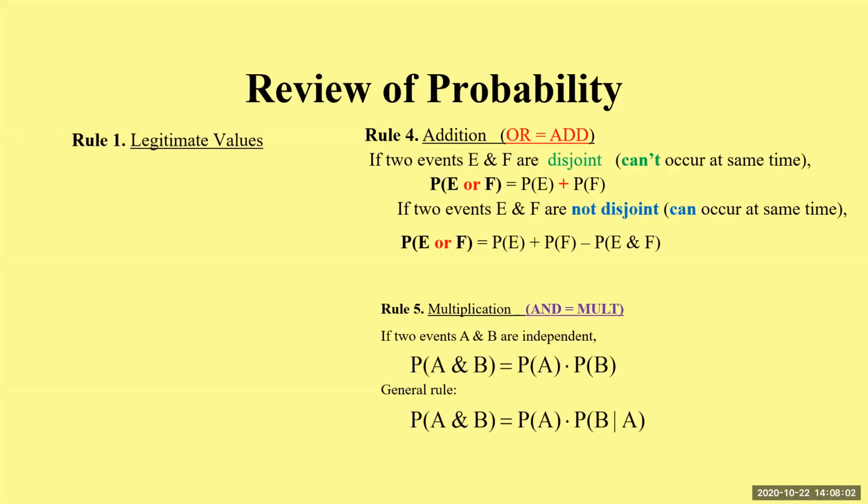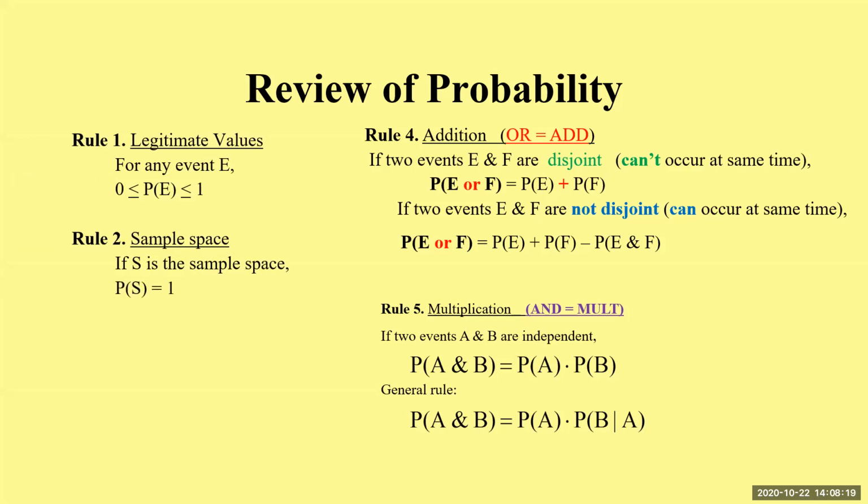So some additional rules. Again, as we've always said, probability is a number between 0 and 1, not smaller than 0. 0 means it can never happen, not greater than 1. 1 means it's going to happen every time. Your sample space, again, has to total 1. Again, complement means 1 minus, which means the probability of the event plus the probability of not the event has to equal 1.